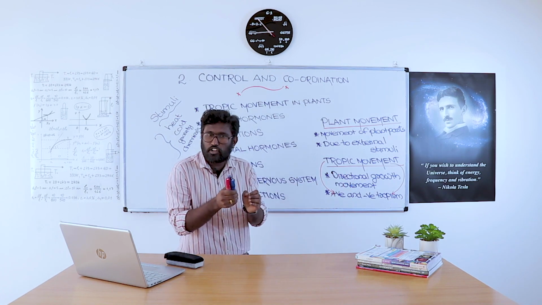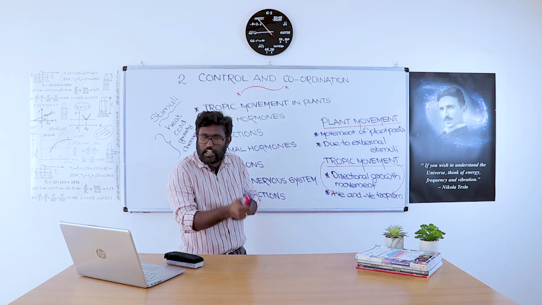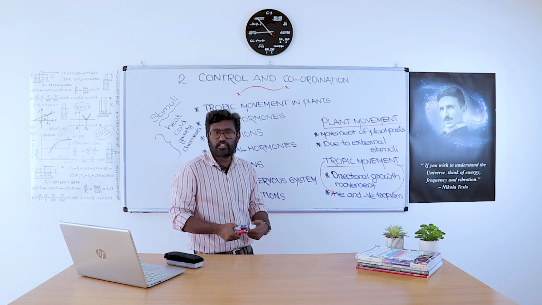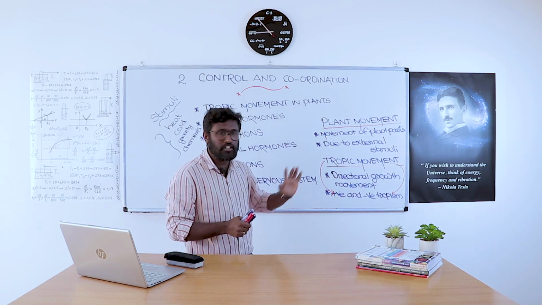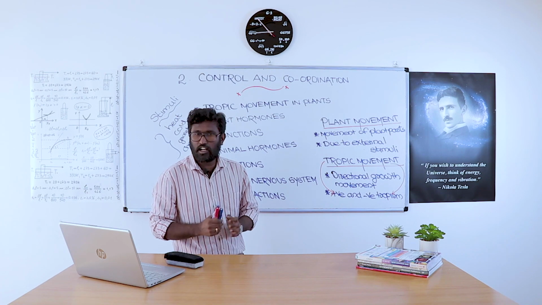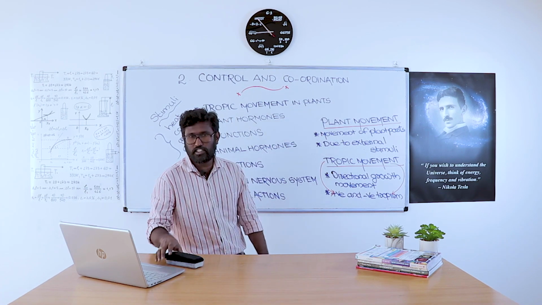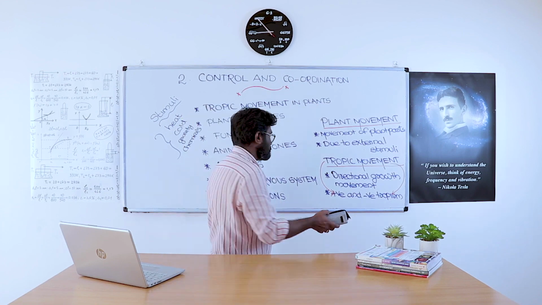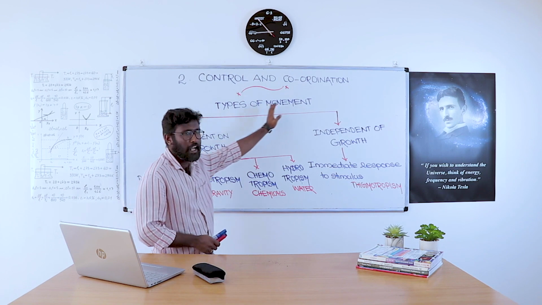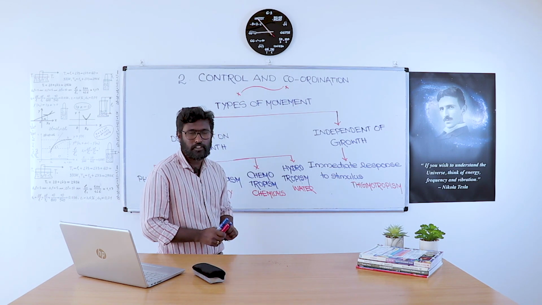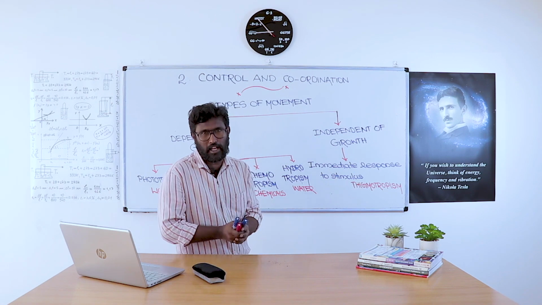If the change that occurs in plants is directed away from the stimulus, then we can say that it is a negative tropism. Right now, we want to discuss plant movement in detail. So, moving to the next topic, called types of movement in plants.